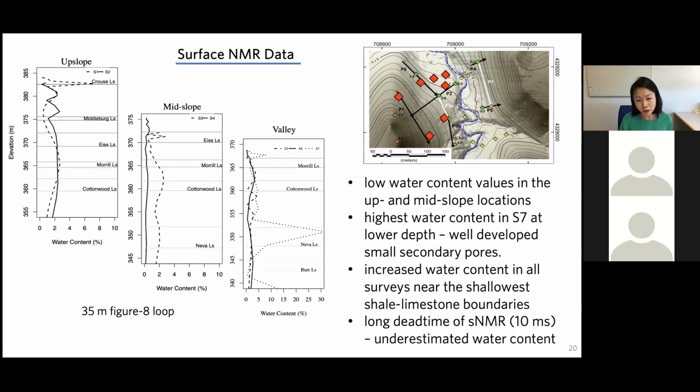However, due to the very long dead time of surface NMR, which is 10 milliseconds, we assume that we actually underestimate the water content, because some of the water residing in the very small pores simply cannot be captured with our instrumentation.